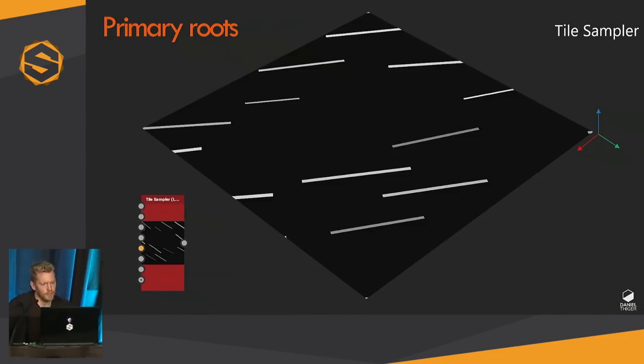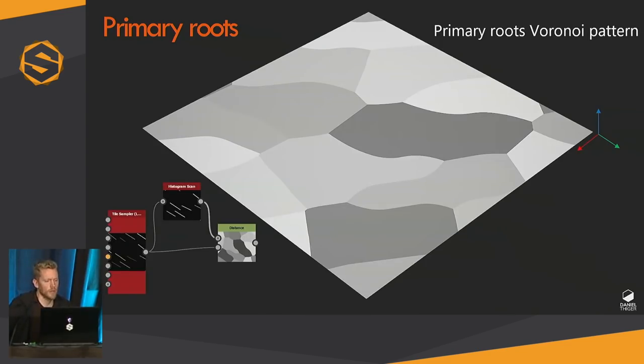So here we're looking at a 3D plane. I don't have much height information yet, so I'm not displaying the height and tessellation on this. I pretty much start with this tile sampler node just to get some directionality. I'm just using elongated square shapes that I scatter around, and you see they have different value intensities on them as well. So I run them through a distance node just to create this Voronoi pattern. It might be hard to see what this is going to generate, but you'll see in a minute.